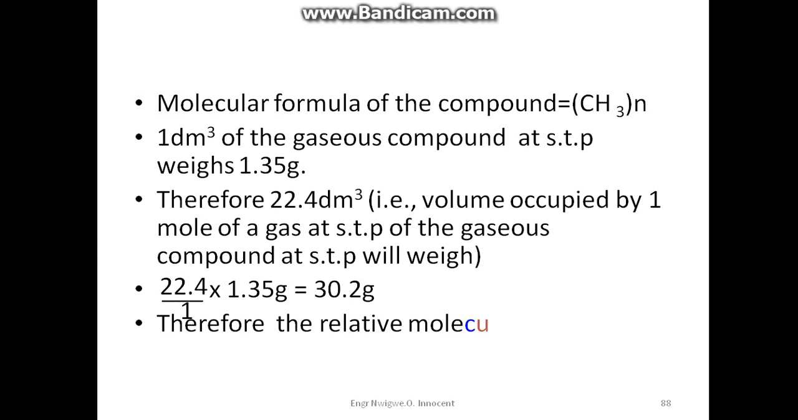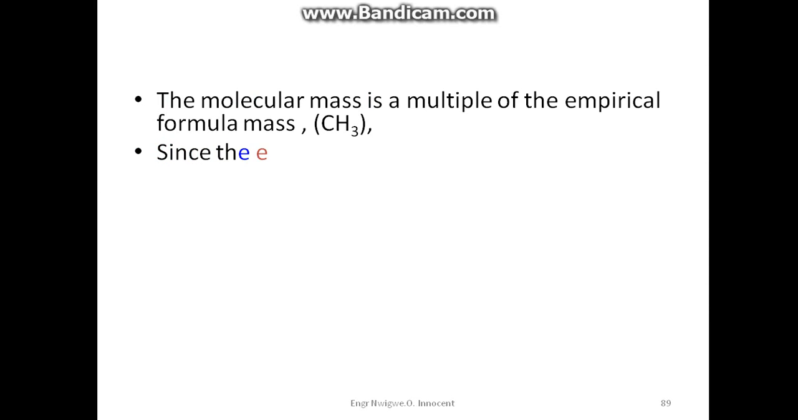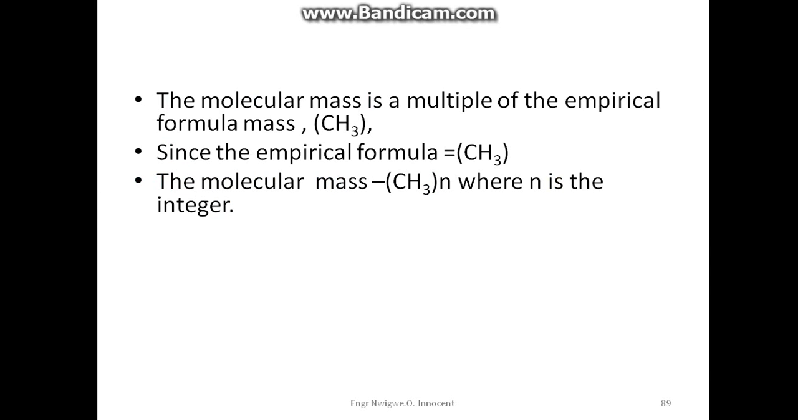Therefore, the relative molecular mass of the compound will give us 30.2 gram. The molar mass is a multiple of the empirical formula mass, CH3. Since the empirical formula is CH3, the molar mass is CH3 times N, where N is an integer. Therefore, CH3 all times by N will equal 30.2 gram.